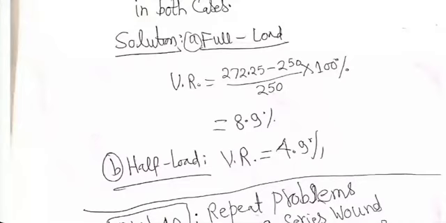Okay, so voltage regulation is pretty easy to figure out again. No load voltage minus full load voltage divided by full load voltage. I'm sure you are tired of this by now. So figure it out. It's 4.9% at half load, and at full load it is 8.9%.